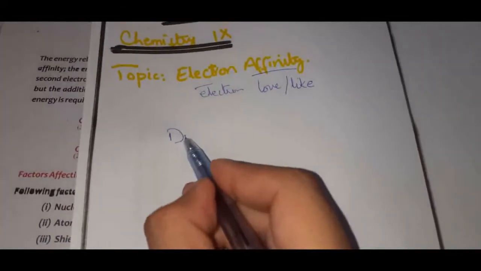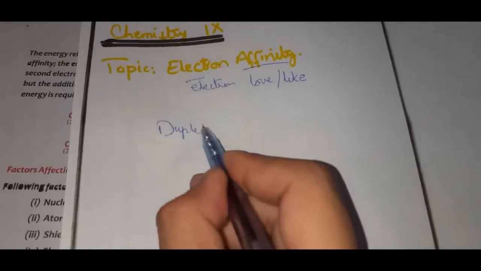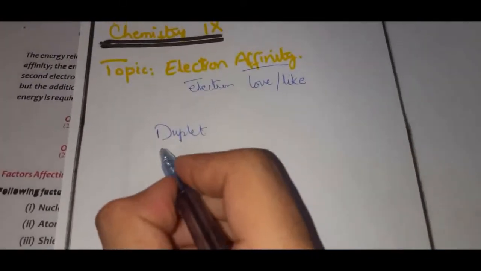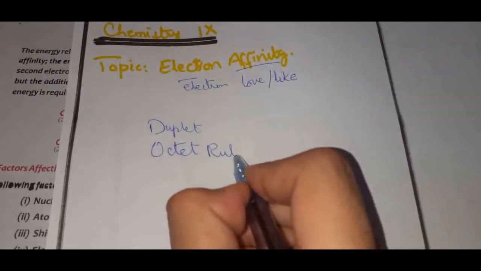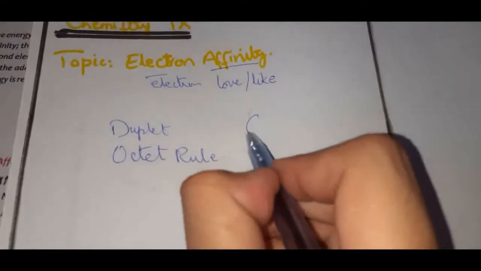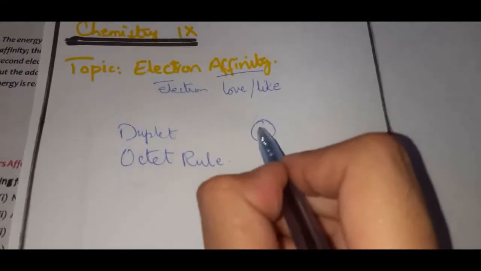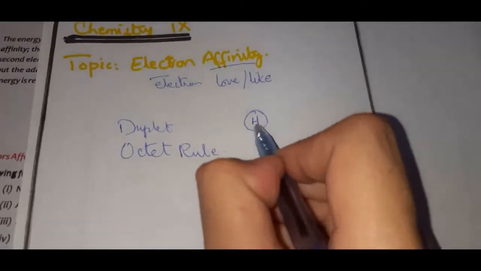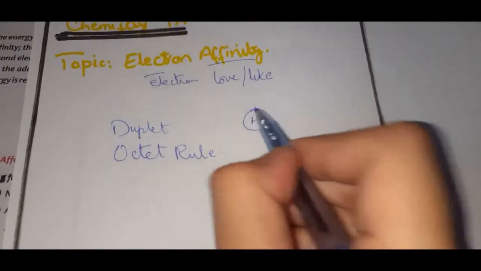Before going into detail on our topic, we should first know that there are two rules. Rule number 1 is the duplet rule, and rule number 2 is the octet rule. According to the duplet rule, the element tends to get 2 electrons in its valence shell. For example, this is hydrogen. Hydrogen has 1 electron in its outermost shell.